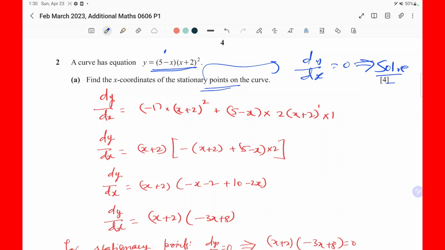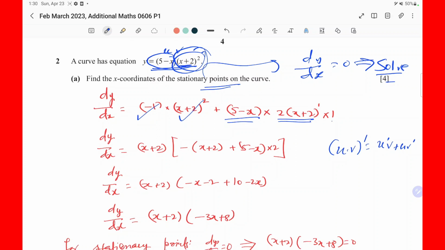So we have two functions here, u and v. We know that if we have u times v, then first we apply the product rule, that will be u dash v plus u v dash. u means the first function, so first I differentiate 5 minus x, which is minus 1, and x plus 2 whole square I keep as it is. Now 5 minus x I keep as it is, and x plus 2 whole square I differentiate, which is 2 times x plus 2, and then the differentiation of x plus 2 is 1.